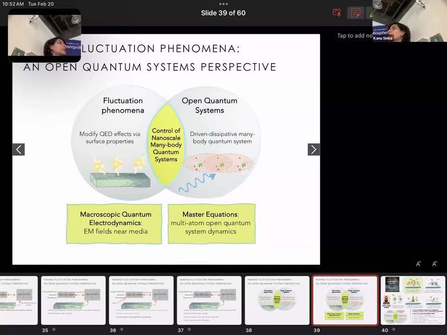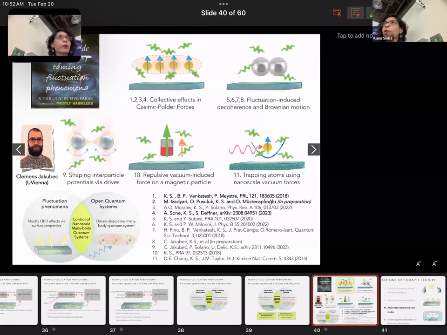Whatever the names there are, we will go through whatever the underlying concepts behind these things are. And on the other side, when we describe the open system dynamics of these quantum systems, we will use a master equation approach, which you may perhaps be more familiar with. I want to mention that we've used these ideas for a range of problems.